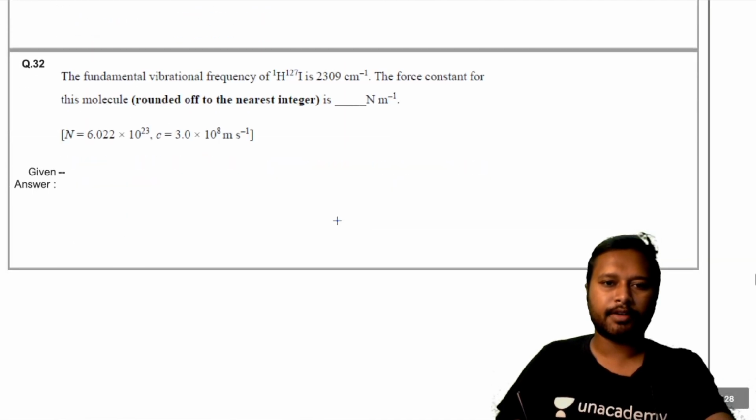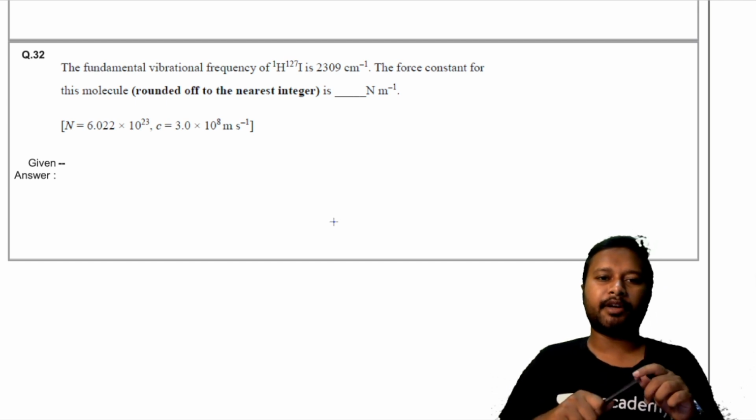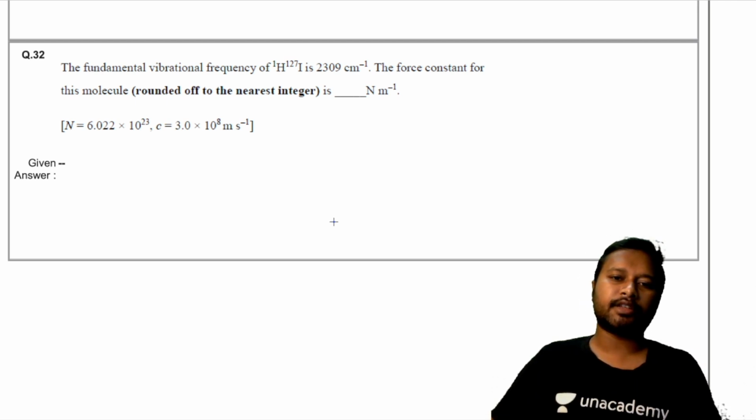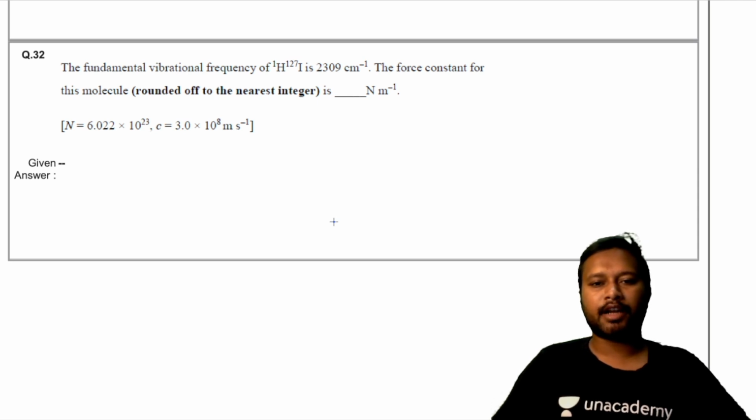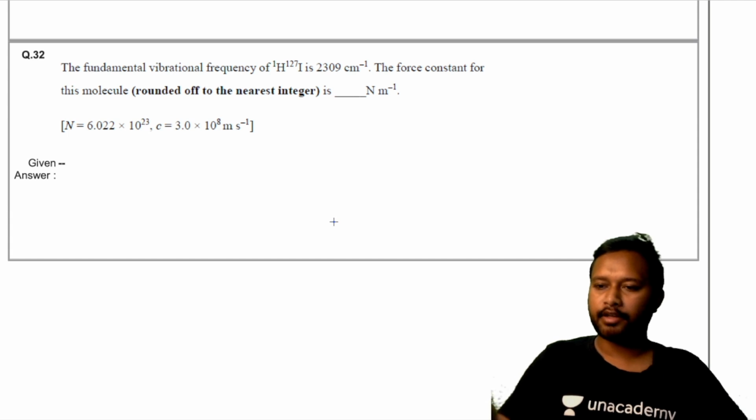All right, here it is. The question says that the fundamental frequency of HI is given to you, that is 2309 centimeter inverse. They are asking for the force constant. So they are asking you to calculate the force constant over here.